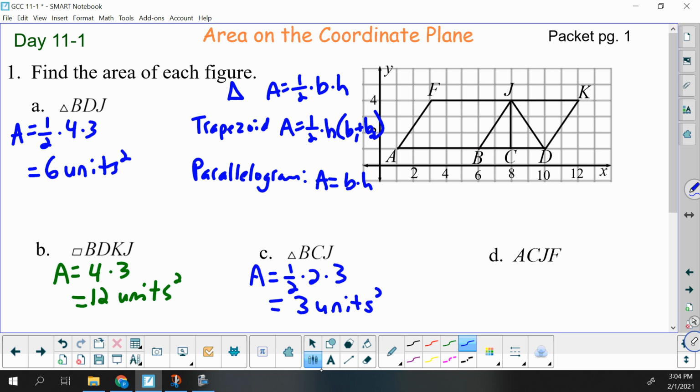And our last one for this picture, ACJF. So that would be a trapezoid. So we've got 1/2 our height. The height is the straight up and down height. So that's 3. Parenthesis, base 1 plus base 2. Well, from A to C, that amount is 7. Base 2 is from F to J, that amount is 5.